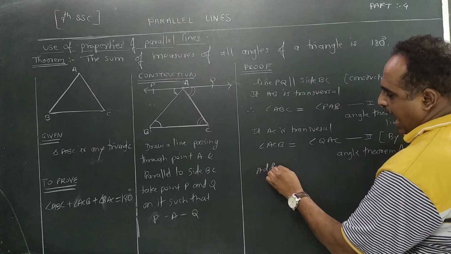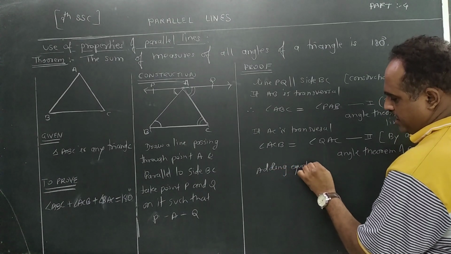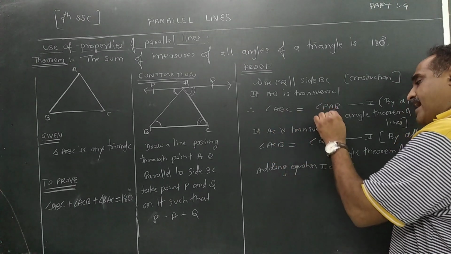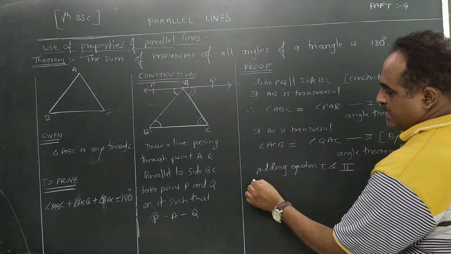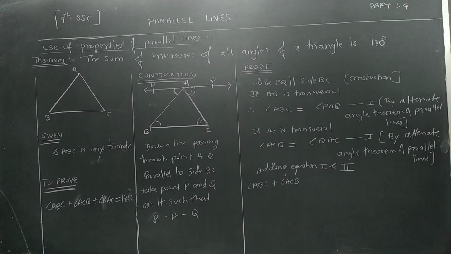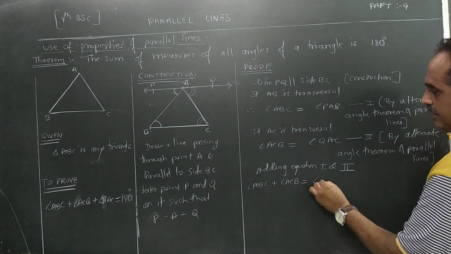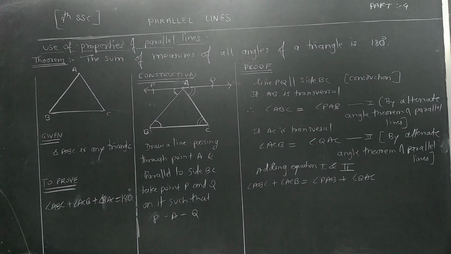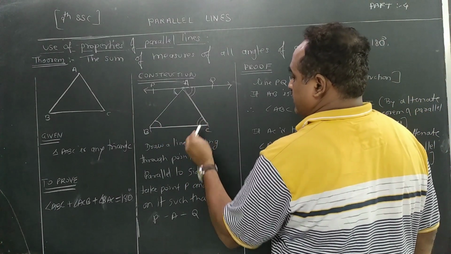Now what I am going to do, adding equation 1 and 2. When you are going to add these two equations, please keep in mind that left hand side is added as well as right hand side is added. So angle ABC plus angle ACB is equal to angle PAB plus angle QAC, and I am going to take this equation as equation 3.